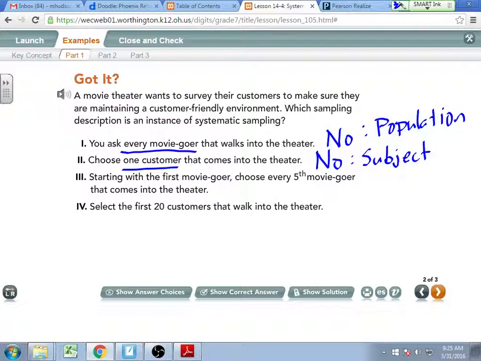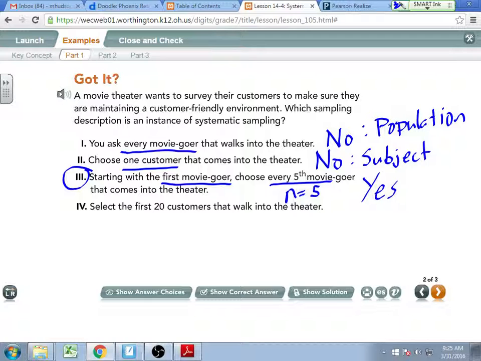Starting with the first moviegoer, Isaiah, you choose every 5th moviegoer that comes into the theater. Is that systematic? Yeah, because I have a start point. My first moviegoer is my start point, and then every 5th, my interval is 5. So yeah, number 3 is good. So number 3 is systematic.